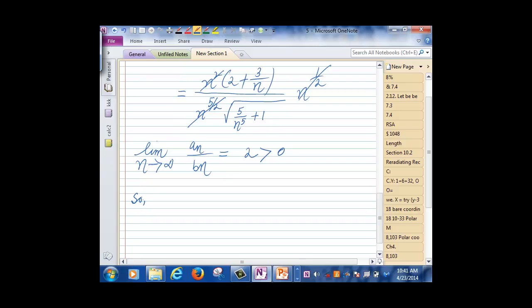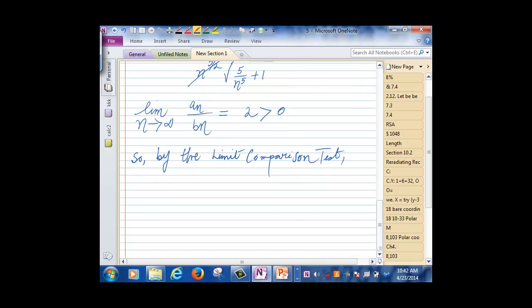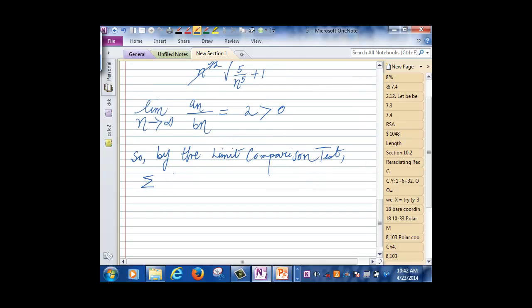So by the limit comparison test, the series of 2n squared plus 3n over the square root of 5 plus n to the 5 is divergent, since the series 1 over n to the half is divergent. Are we okay with what I said?